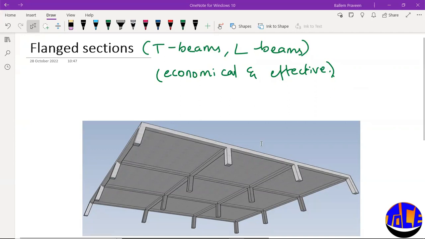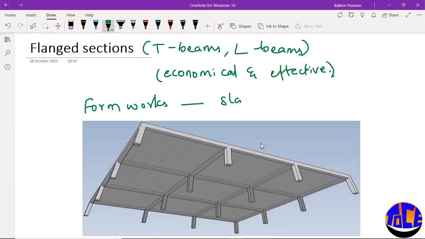So what are flanged sections, or what are T-beams and L-beams? Usually when you are going for a construction, the slab and the beams are constructed at one time. The formwork is provided, and the same formwork is provided for slabs as well as beams at one time, and even the concrete is poured at one time itself.